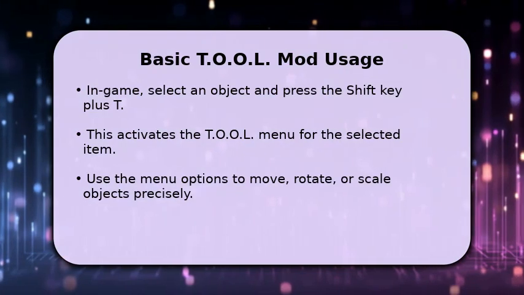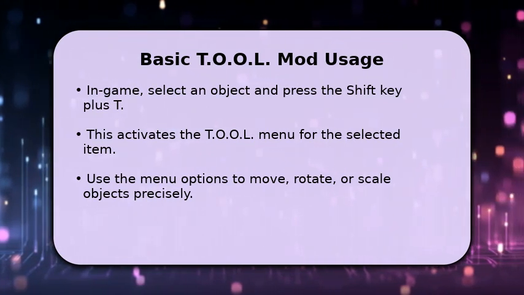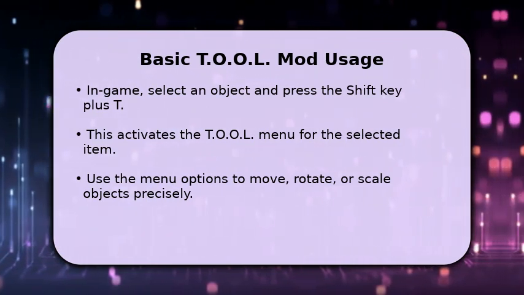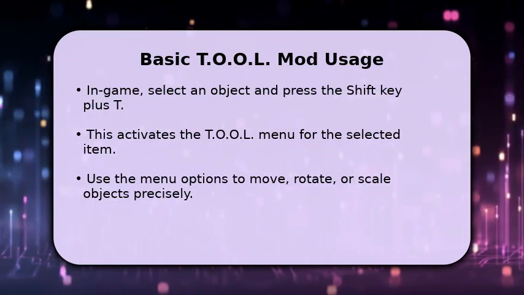Once in your game, select any object you wish to manipulate. Then, simply press the Shift key and the T key simultaneously. This action will bring up the TOOL menu for that specific object.